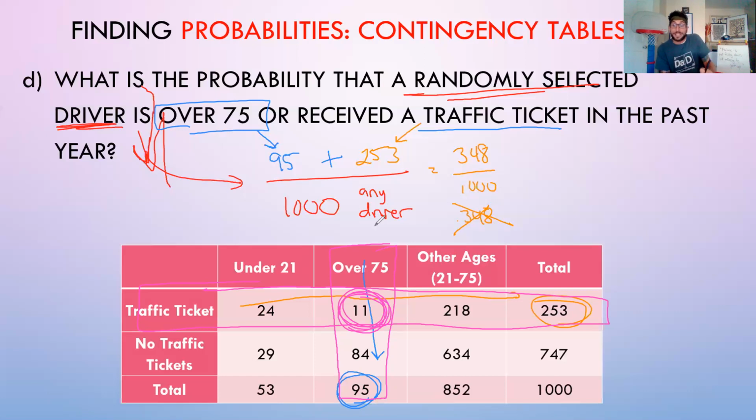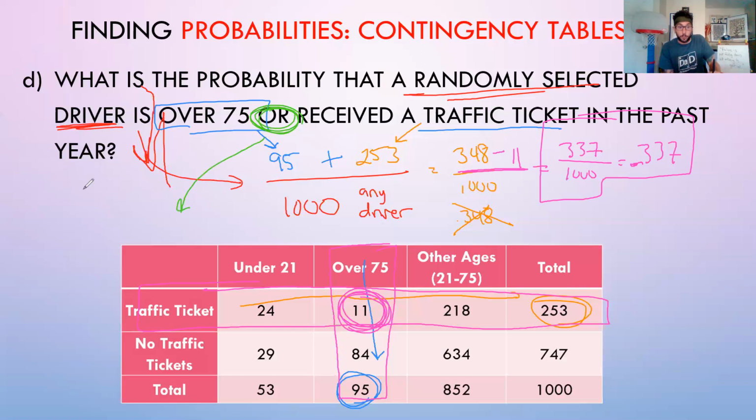So to account for that, we now have to subtract 11, the 11 people who got counted twice, so we have 337 out of 1,000, or 0.337. So here, we're talking about probabilities. The formal language would be we're talking about probabilities with events that are not disjoint, probabilities with events that have overlap. Or more generally, anytime you have one of these or questions, you always want to make sure you look for overlap and make sure you don't count anyone twice.